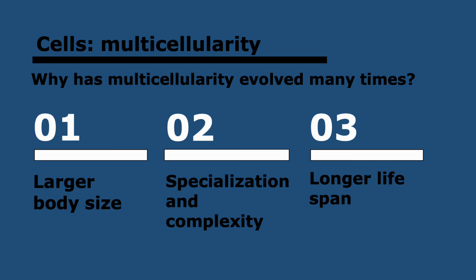So what are the advantages? Well, first, a larger body size, obviously, right? If you have more cells, you're going to be larger than if you have just one. Then specialization and complexity, because as we just talked about, you can have cells do different things. And then also, if one cell dies, the whole organism doesn't die because you can just generate more cells. So you have a longer lifespan than a unicellular organism. However, it's important to note that there must be some advantages to being unicellular, given that most organisms on planet Earth are still unicellular.